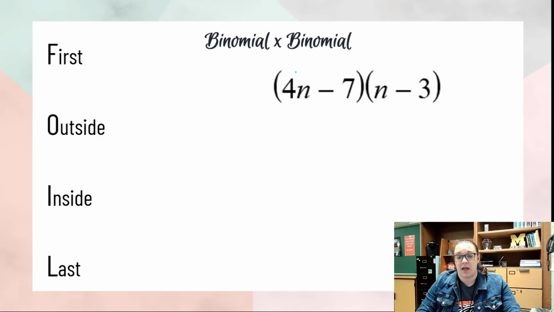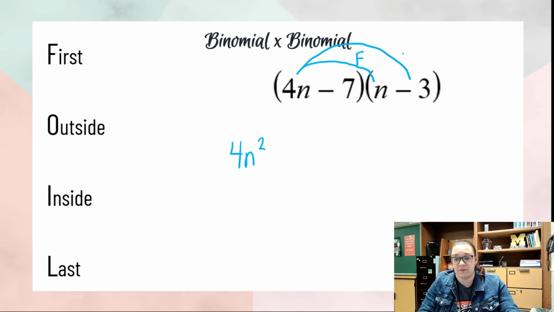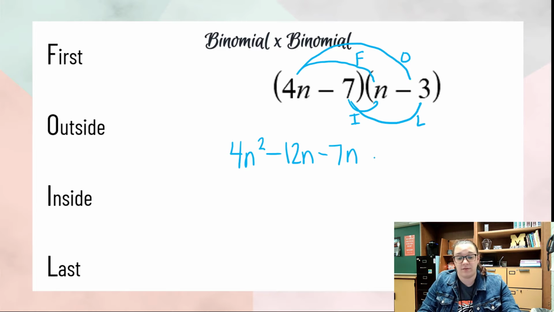Let's do another. I'm going to draw the arrows each time, and I'm going to leave these steps up on the left so you can review them as we go. I like to draw the arrows so I can make sure I don't miss anything, and in the beginning it's nice to label them. So this is the first terms. 4n times n is 4n squared. Outside terms, 4n times negative 3 is negative 12n. Inside terms, negative 7 times n is negative 7n. And the last terms, negative 7 times negative 3 is positive 21.